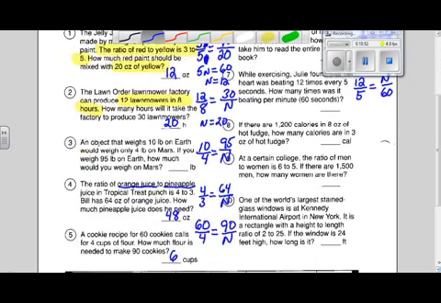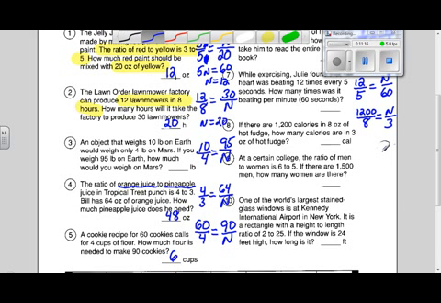All right, we have 3 more to do. 1,200 calories and 8 ounces of hot fudge, so that's the ratio I write. 1,200 calories in 8 ounces of fudge. The next question says, how many calories would there be in 3 ounces of fudge? We cross multiply and divide. We're going to be able to find the number of calories.